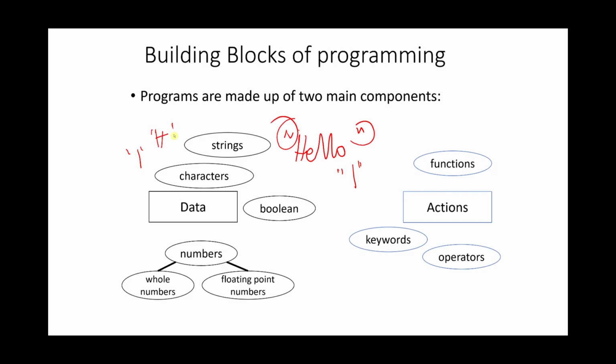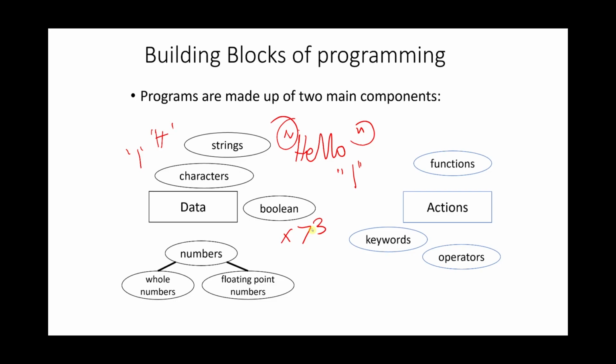Data could also be Boolean. A Boolean is going to be either true or false. We use Boolean in order to store the result of a Boolean expression. A Boolean expression is like, is x greater than 3? And numbers could be positive or negative: whole numbers like 1, 2, 3, or floating point numbers like 2.5, 2.3, or negative 2.5, 2.1, and so on.